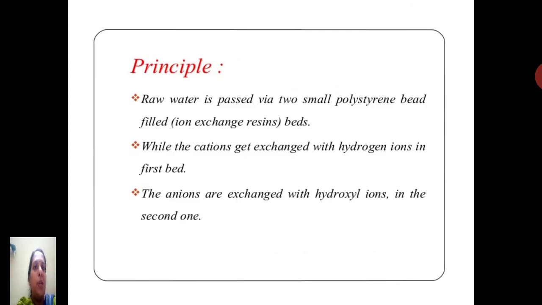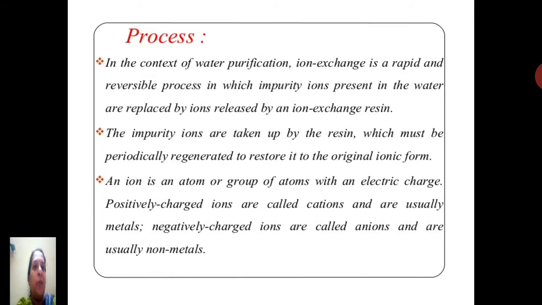The principle in demineralization is that raw water is passed to two small polystyrene beds filled with ion exchange resin, where the cations get exchanged with hydrogen ions in the first bed and the anions are exchanged with hydroxyl ions in the second one. This is a very rapid and reversible process in which impurity ions present in the water are replaced by ions released by an ion exchange resin. The impurity ions are taken up by the resin, which must be periodically regenerated to restore it to the original ionic form. An ion is an atom or a group of atoms with electric charge, as we already know.